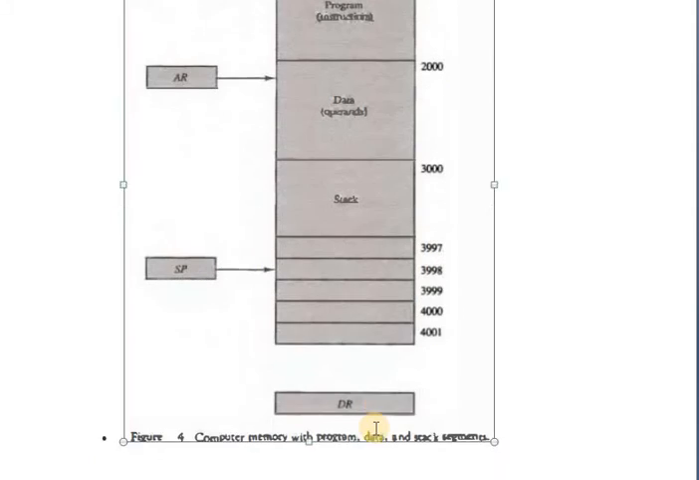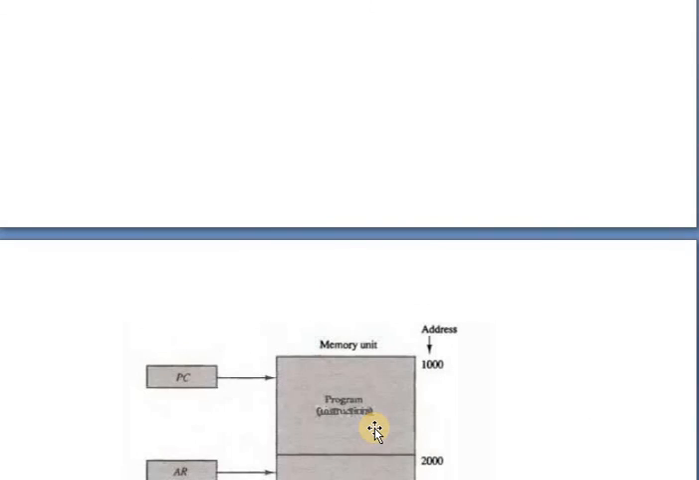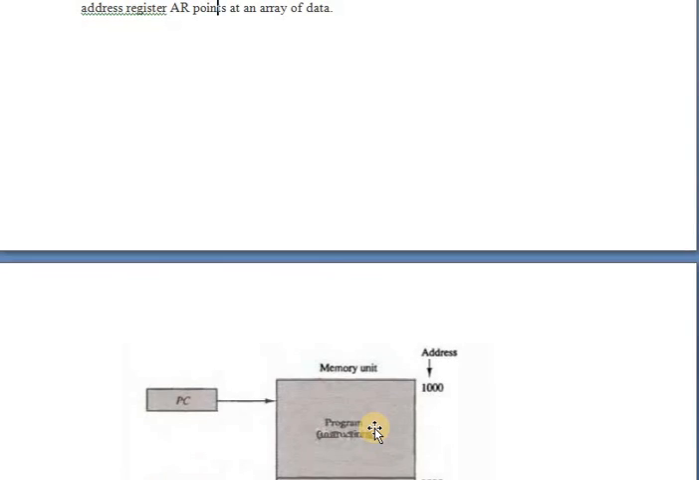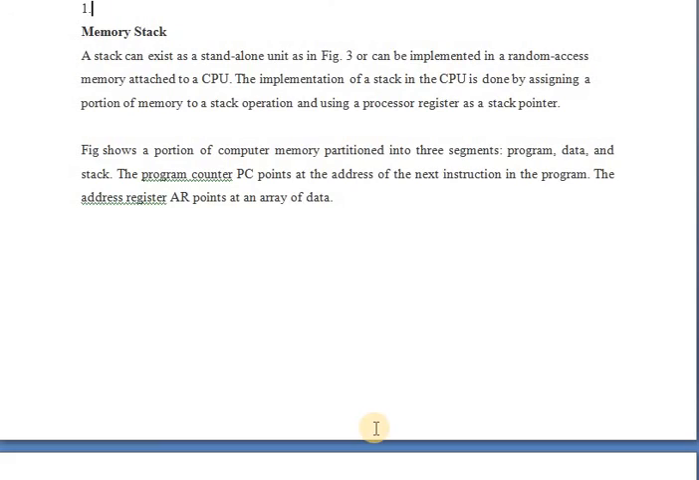Now we will see the memory stack. So this is the memory stack. A stack can exist as a standalone unit, or can be implemented in random access memory attached to the CPU. The implementation of a stack in the CPU is done by assigning a portion of memory to the stack operation and using a processor register as a stack pointer.